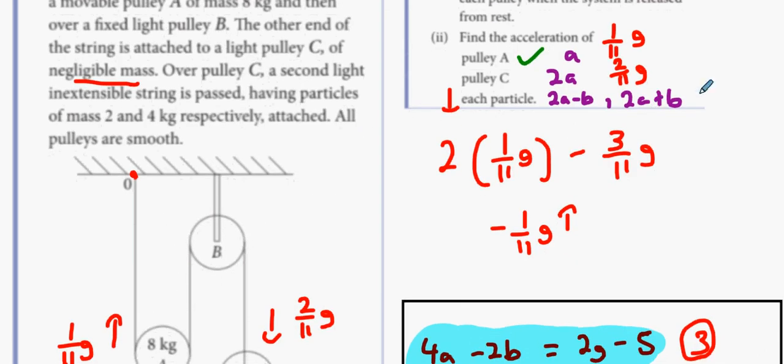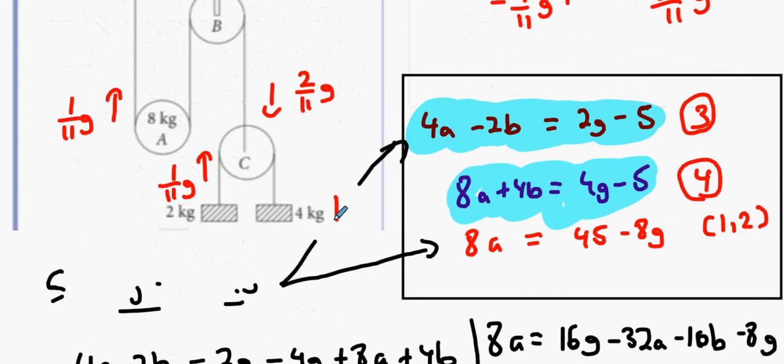And finally, a plus b would be 2 times that plus that, which is 5 over 11g. We knew that one was going down. The 4 kilogram was going down at 5 over 11g. Okay, guys, that's it for question 4.